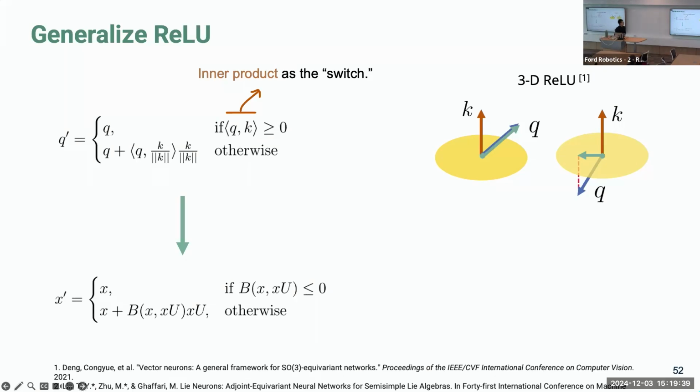In our Lie neurons, we decided to use the Killing form to relax the positive definiteness of the inner product. So we use the Killing form as a switch. And an interesting fact is that when we are working with a compact group like SO(3), this generalized ReLU reduces to the 3D ReLU proposed by Tzu-Yuan et al.